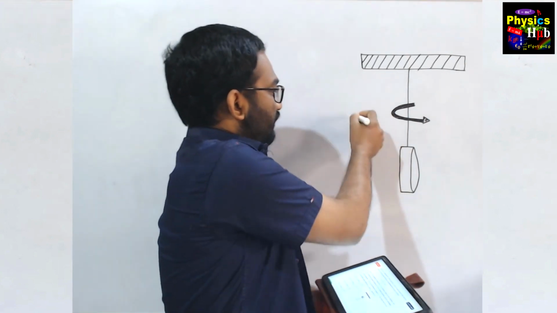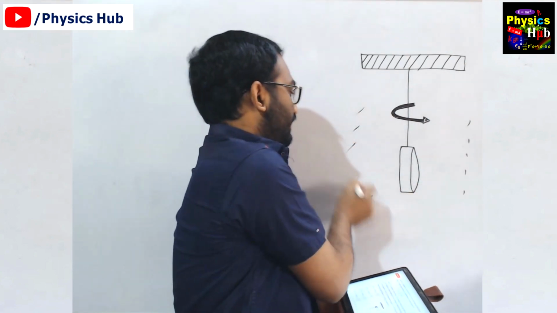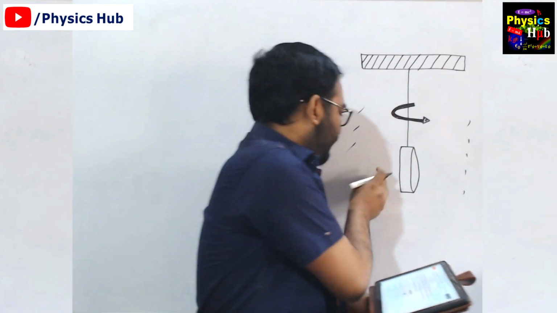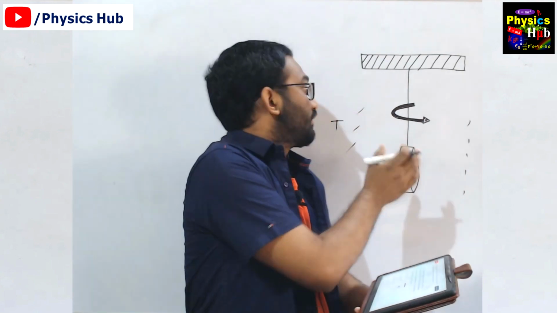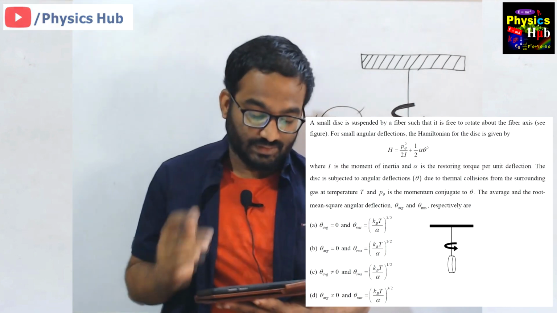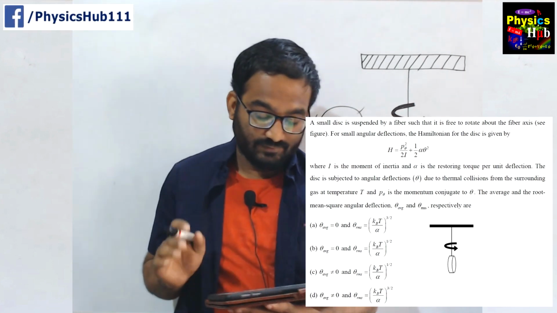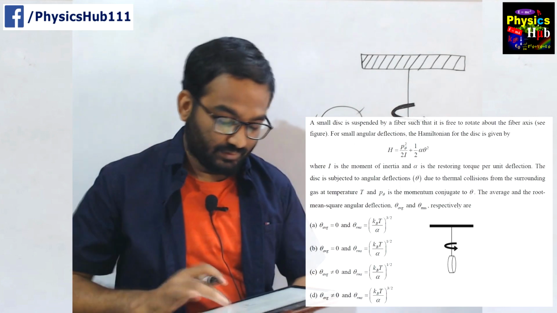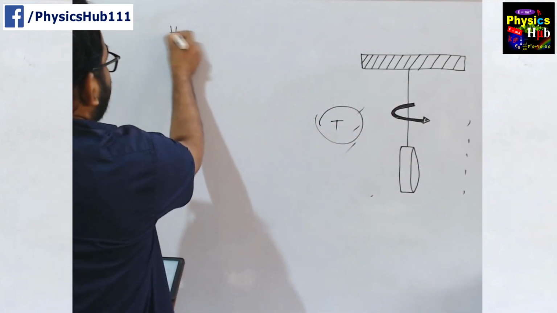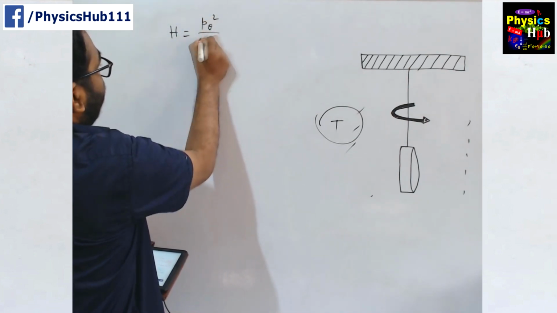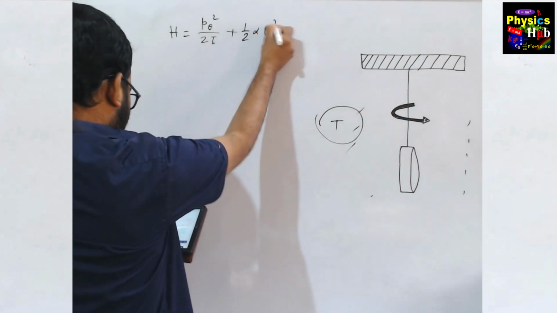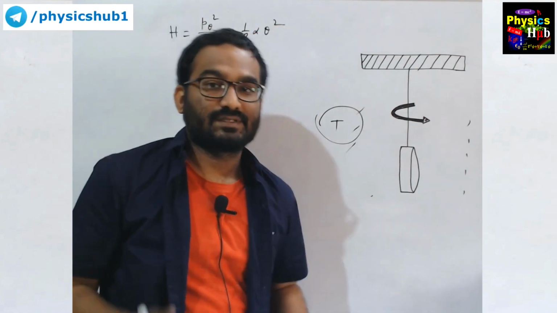So the surrounding gas is maintained at temperature T, and the gas molecules will affect this disk, and it will rotate. p theta is the momentum conjugate to theta. Find the average and root mean square angular deflection, theta average and theta RMS respectively. So you can see this question is very interesting. The Hamiltonian given to us is p theta squared by 2I plus half alpha theta squared. Now we have to find the average angular deflection.